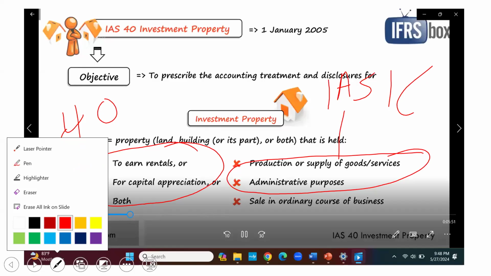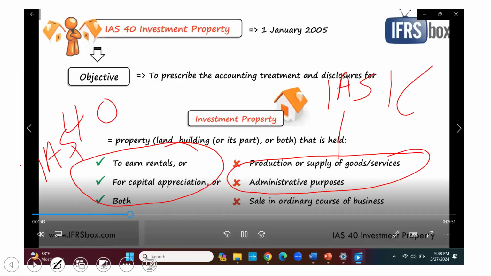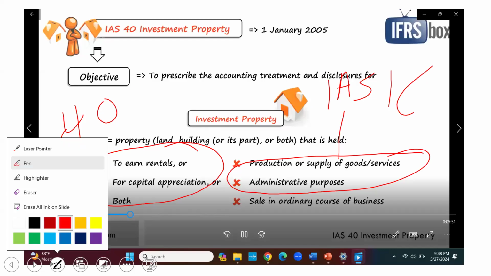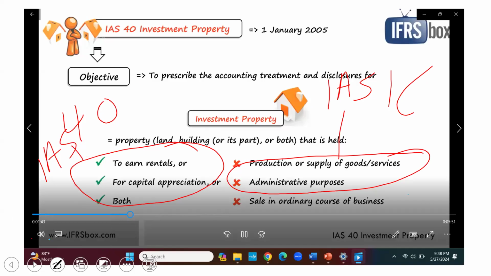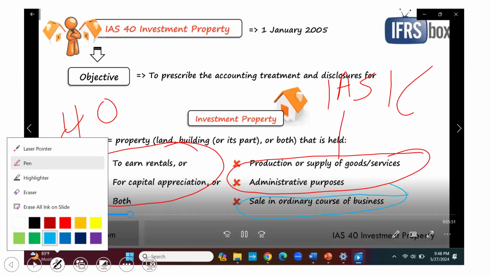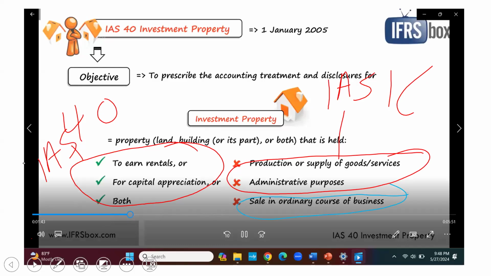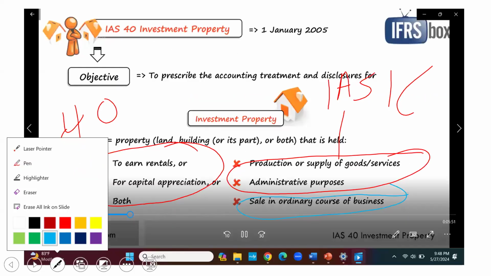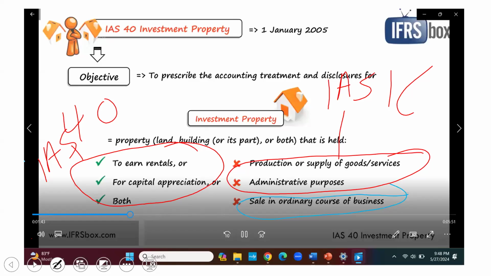What's the last one? Sale in the ordinary course of business. What standard will be applicable for that one? Friends, talk to me. So this is IAS 16. The last one will be IAS what? IAS 2. That is correct.